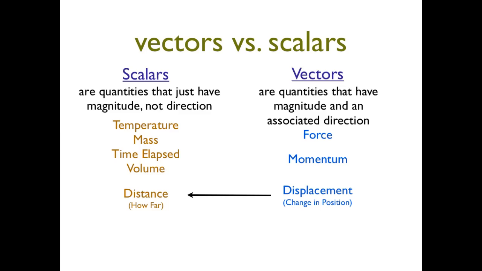Make sense? So then similarly, someone said velocity. Velocity would also be the vector. That would be the how fast along with in what direction. And then just the how fast, no direction, the term is speed.